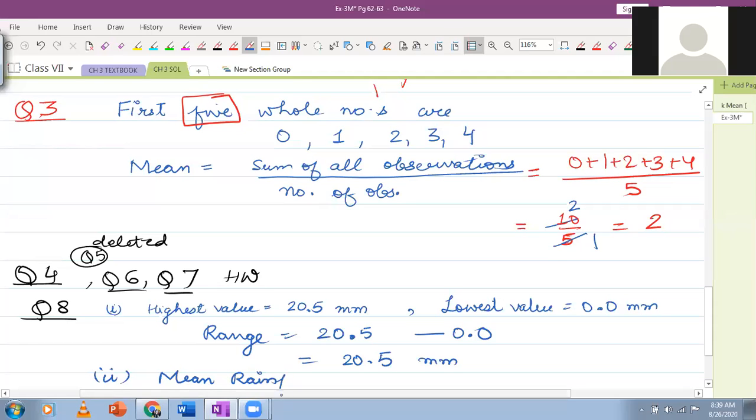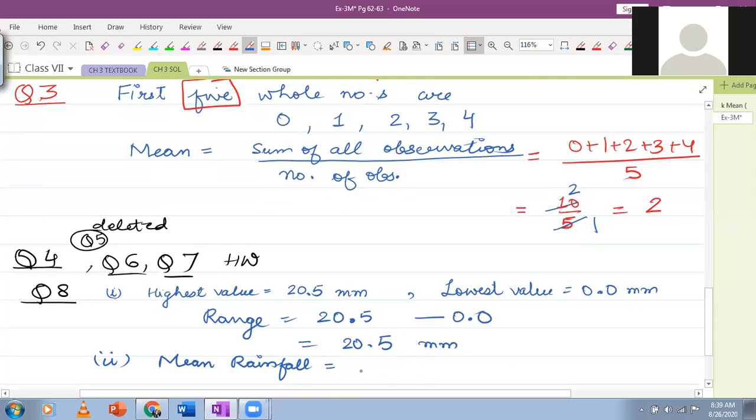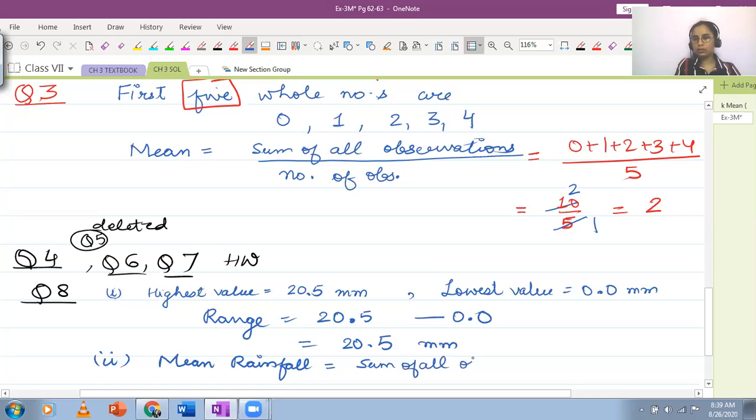Ma'am, we have to subtract these two numbers. Yes. The second part of this question is you have to find out the mean rainfall. So how will we find the mean? Sum of all values divided by number of values. So sum of all observations divided by number of observations.